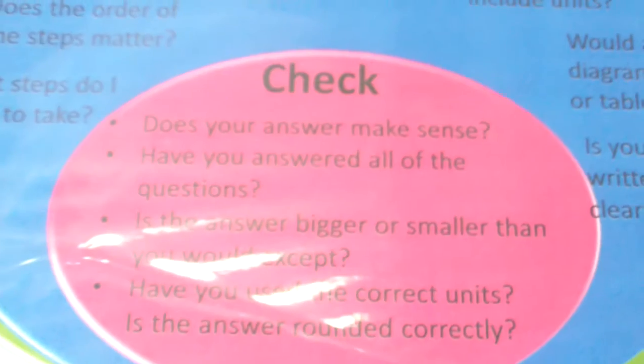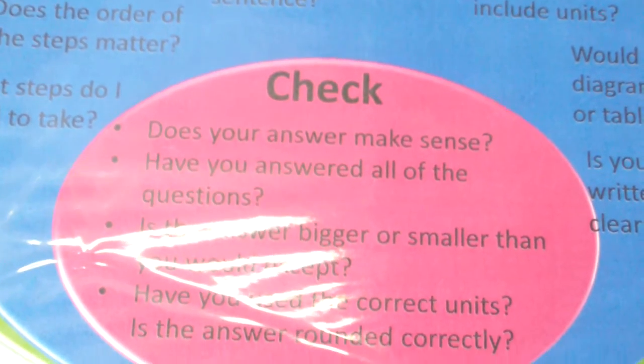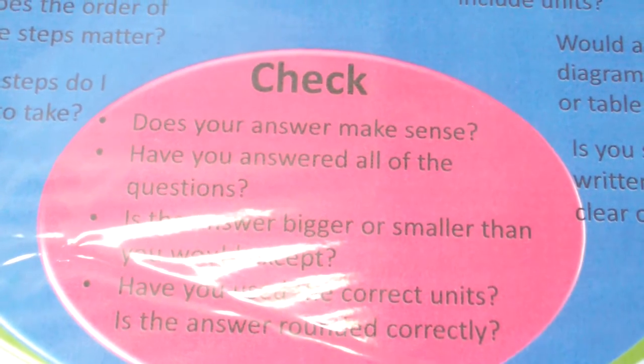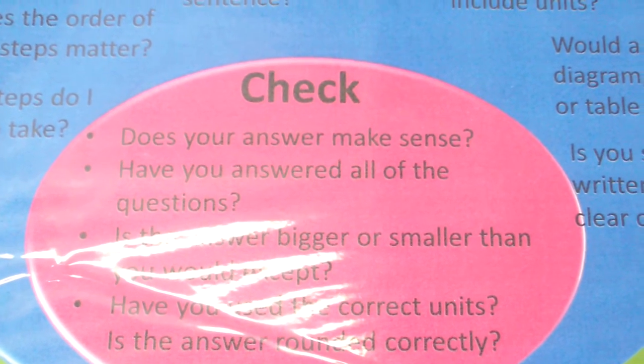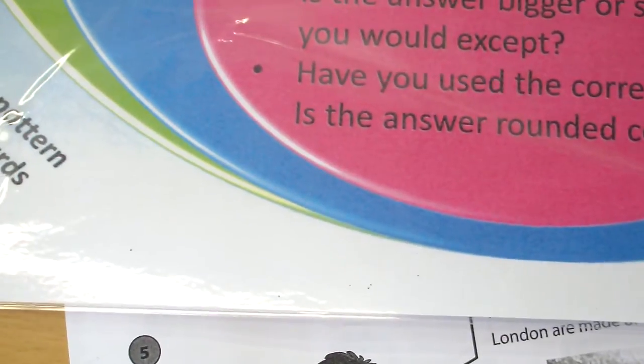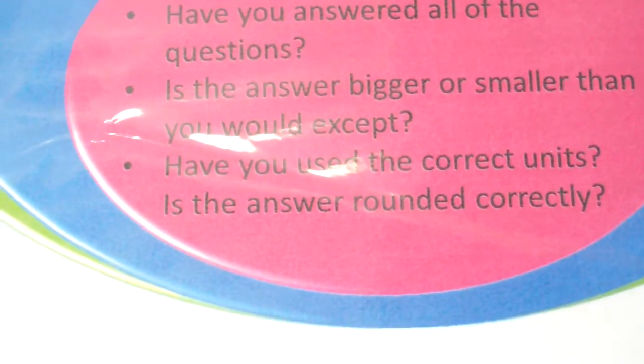So checking, going back to our maths, does your answer make sense? Yes, it does, I believe so. Have we answered all of the question? Yes, we've got to the end. We figured out how many paving stones we can buy. We've made sure our units are correct all the way through, and we've rounded appropriately at the end of the question.